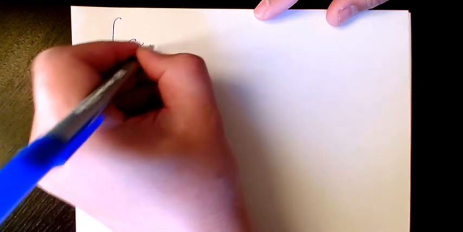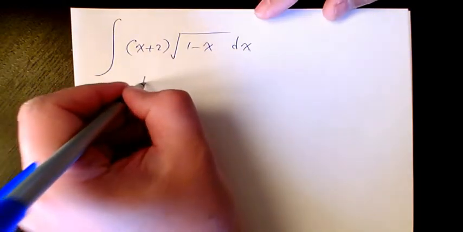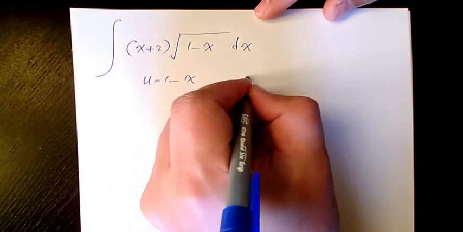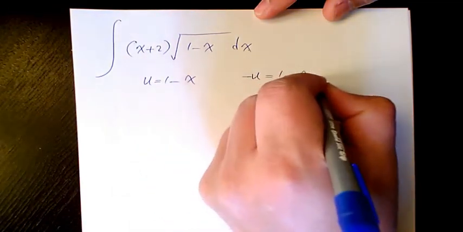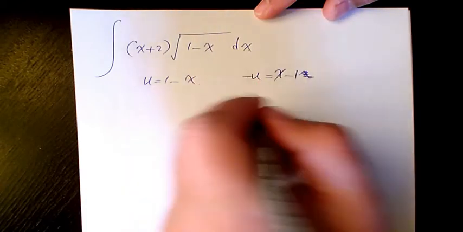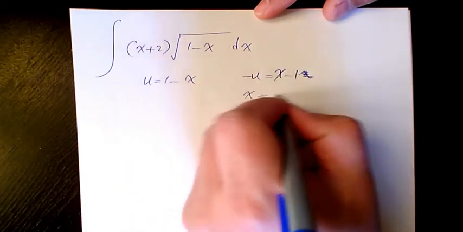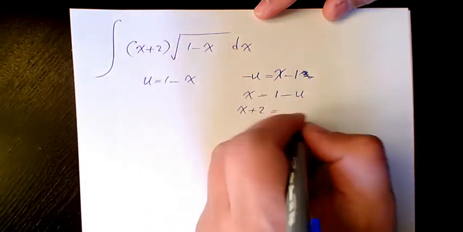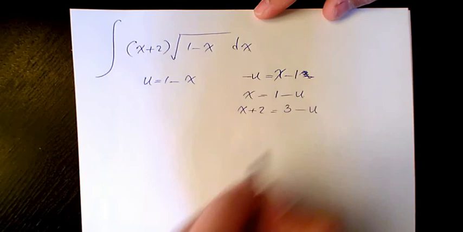Next one is the integral of x plus 2 times square root of 1 minus x dx. So u is 1 minus x. Negative u is x minus 1. So x is 1 minus u. Therefore x plus 2 is going to be 3 minus u.